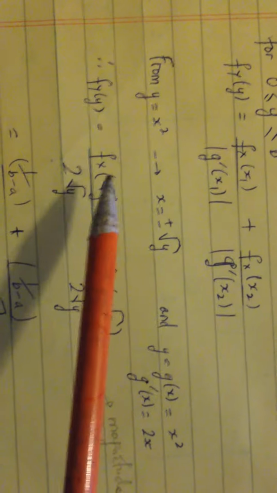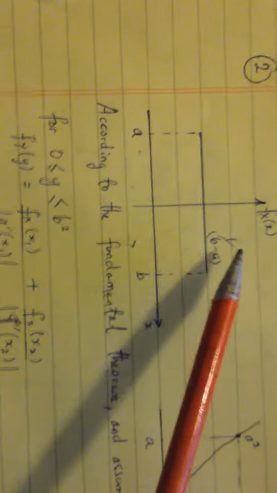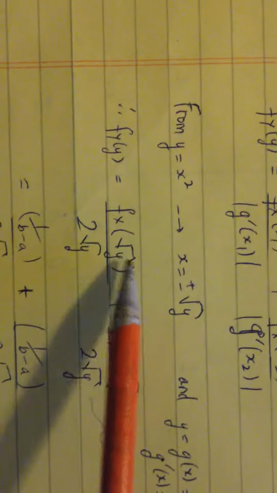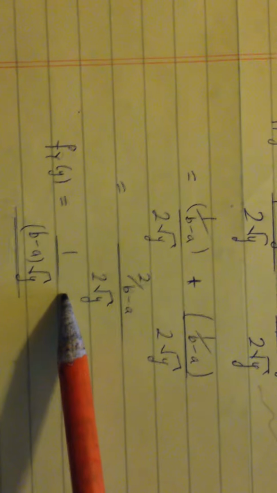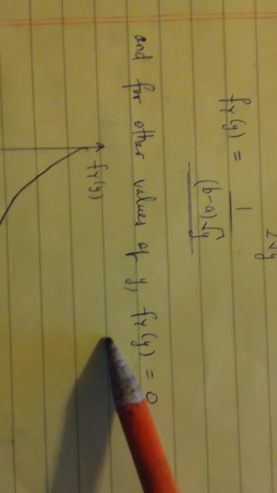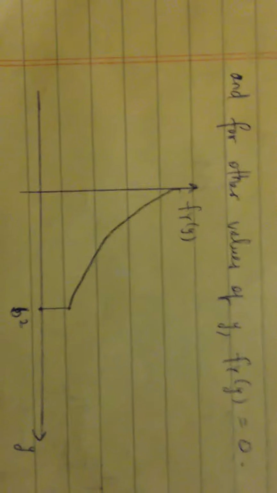Now, since f of x is given by 1 over b minus a here, then f of x at root y will be this, and f of x at minus root y will be this, and simplifying it just gives us this here as the PDF with respect to y. For the other values of y, the PDF will be 0. So the sketch of the PDF of y would look something like this.